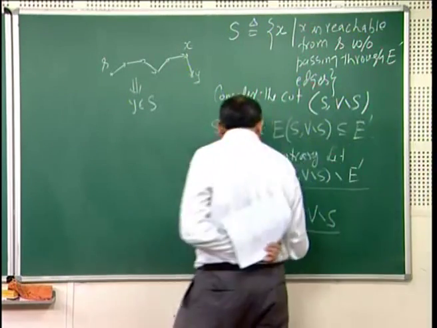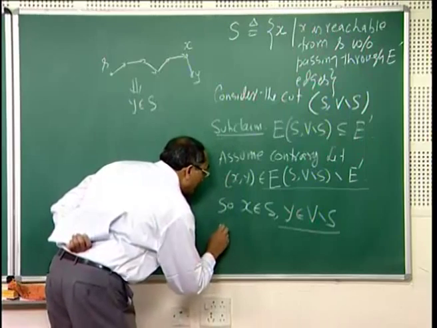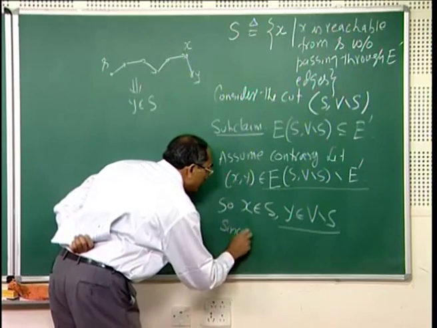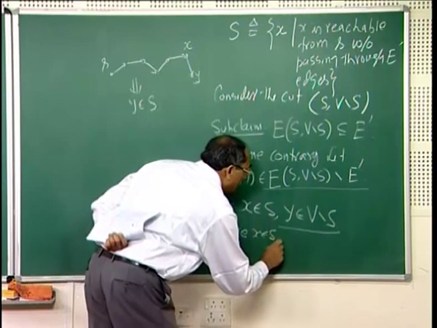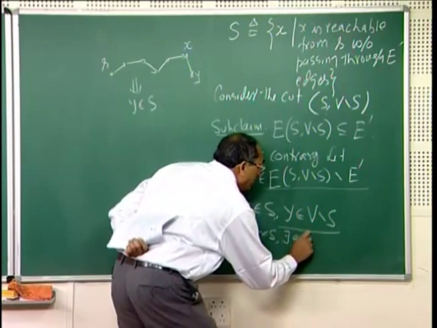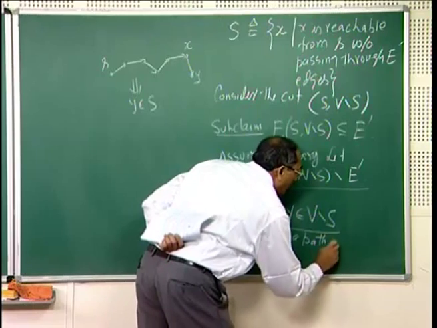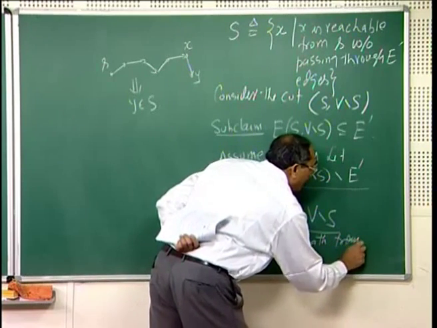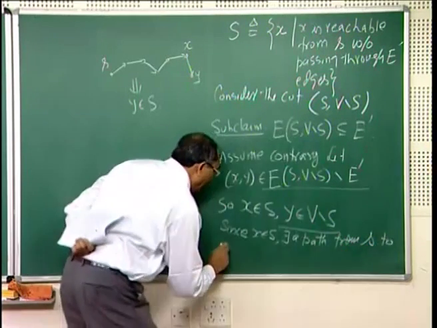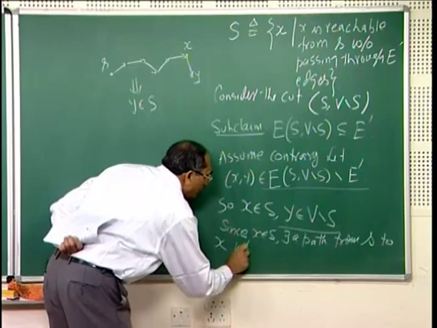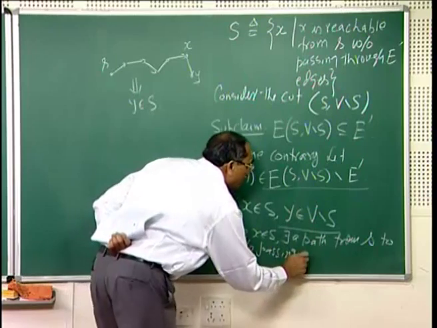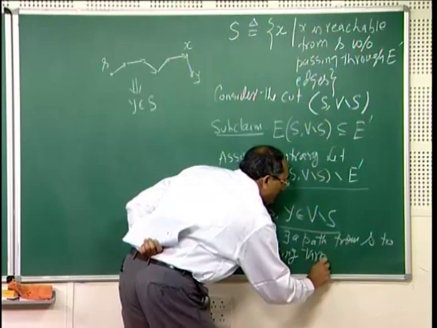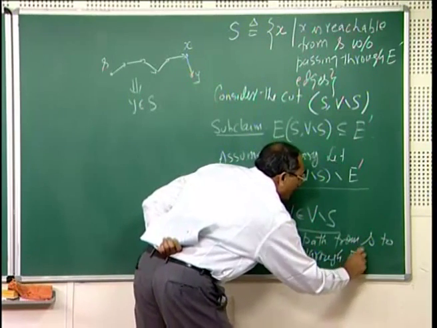So let us just write down this complete argument. Now since x belongs to S, there is a path from s to x without passing through E prime edges.